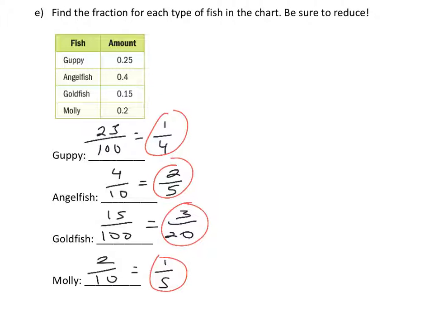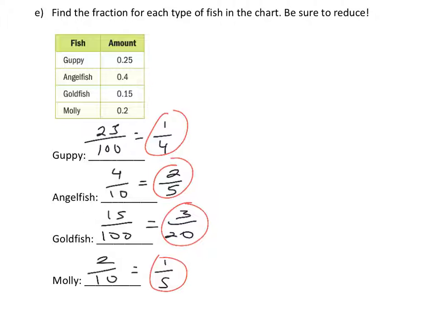For each of the fish, I read the number out loud to myself. 0 and 25 hundredths. So 25 over 100. If it reduces, you have to. 25/100ths reduces to a fourth. The angelfish, 0 and 4 tenths. 4 tenths reduces to 2 fifths. Goldfish, 0 and 15 hundredths. 15 over 100 reduces, I can divide both those by 5, 3/20ths.